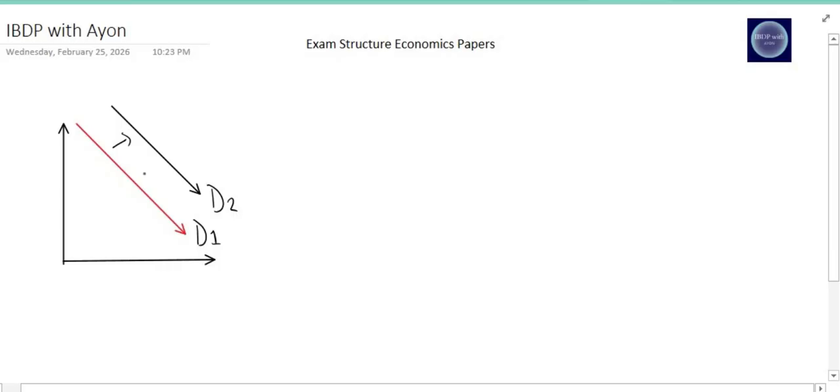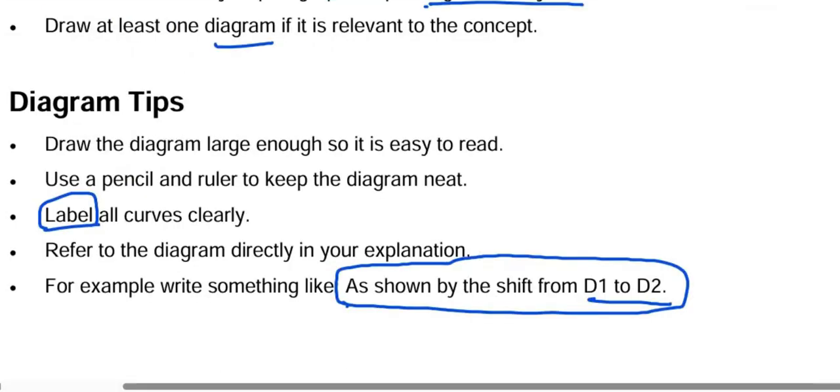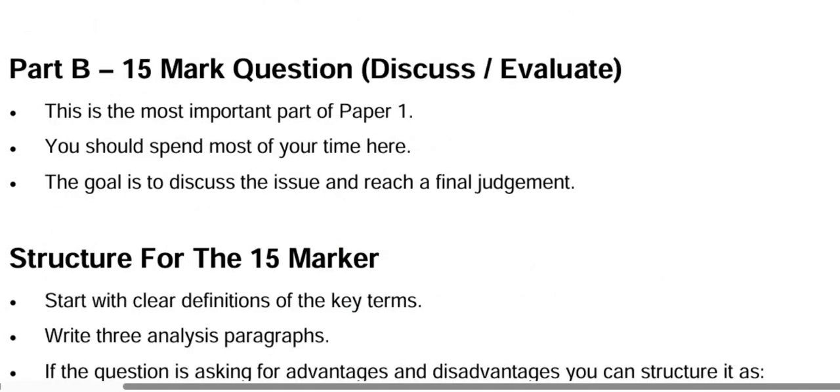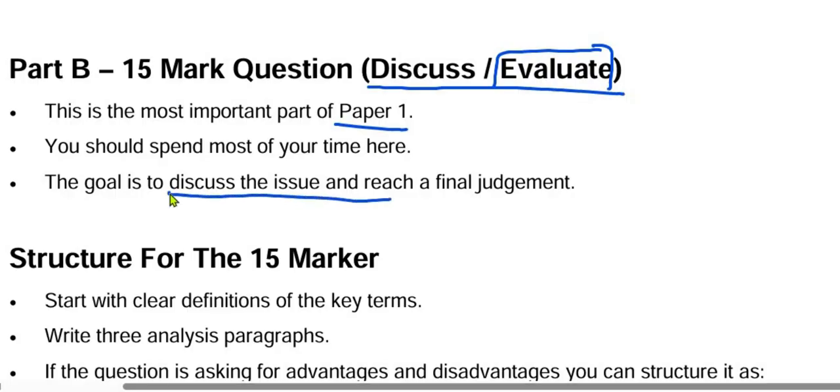So we can see there is a shift. So this is basically a shift in the demand curve. Now the part B, 15 marks question. Remember that part B, the 15 marks question, is the most important part in paper 1. So we have to spend the most amount of time here. And our main goal is to discuss the issue, and we have to give a final judgment.